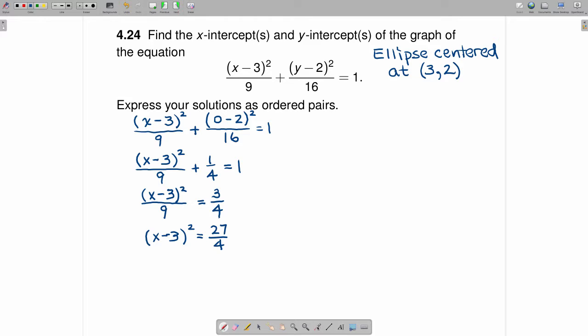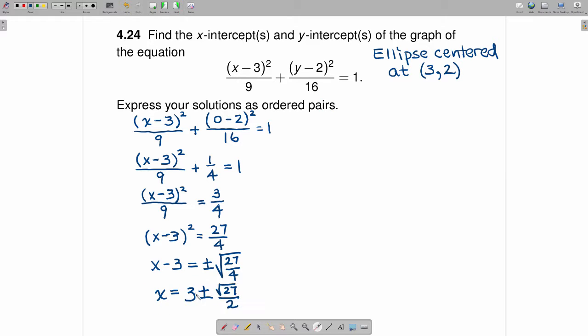The next step in solving this equation is to take the square root of both sides of the equation. When you do so, you get x minus 3 is equal to plus or minus the square root of 27/4. Finally, the last step to solve this equation for x is to add 3 to both sides. And when you do that, you get x is equal to 3 plus or minus, and I could write 27/4 here, but this writes a little more neatly as the square root of 27 divided by 2.